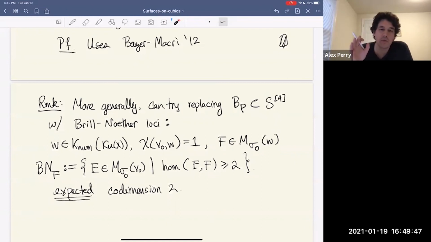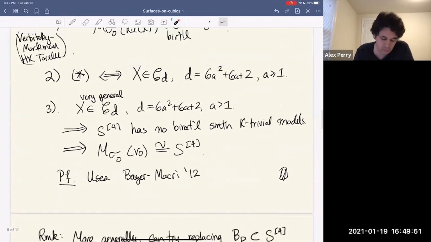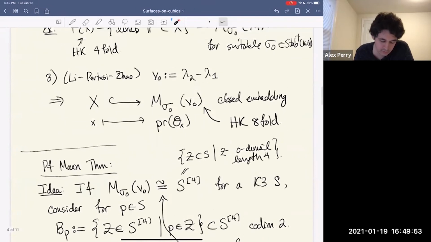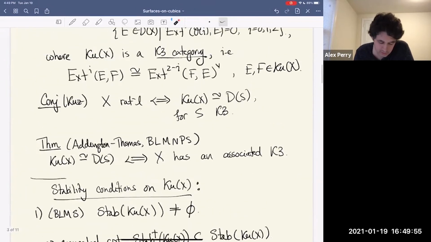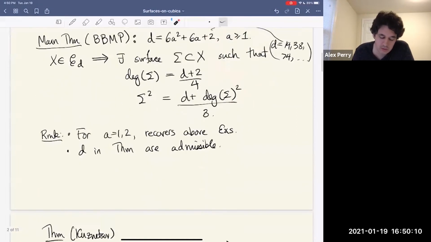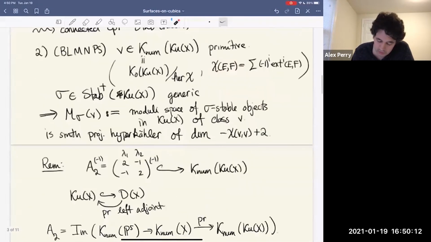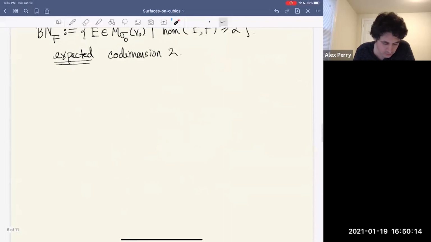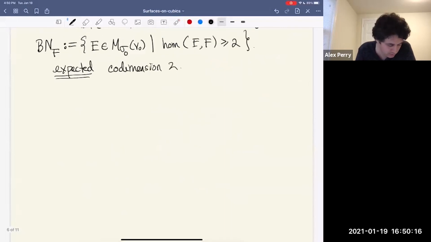So maybe I should say right off the bat, we don't know how to prove rationality of cubics X contained in C_D, where D is of this form here. But the hope would be that maybe you could use these surfaces to prove, well, the best hope would be you could prove it in general, but maybe you could prove some new cases. So this is something that we're thinking about, and maybe I can just say a little bit about that now.